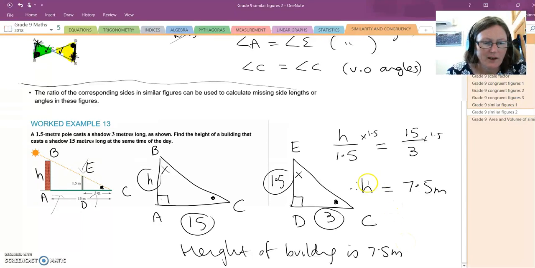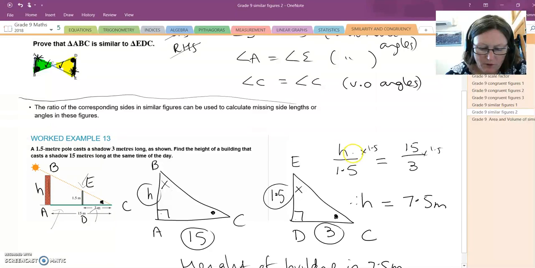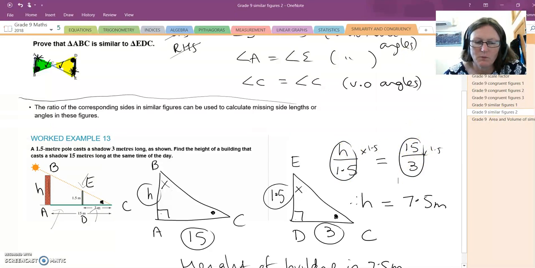So how I found that out is using my knowledge of similar triangles. The triangles are similar because of the AAA rule, all three angles are equal. And so if the angles are equal, the corresponding sides are in the same ratio. Because we know they're in the same ratio, we can express it like this, which helps us work out H.